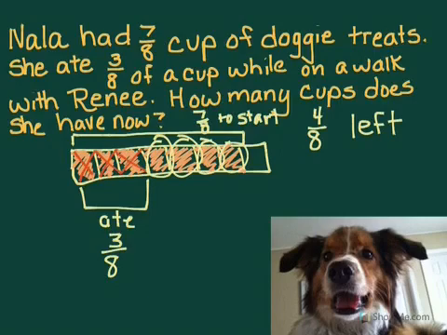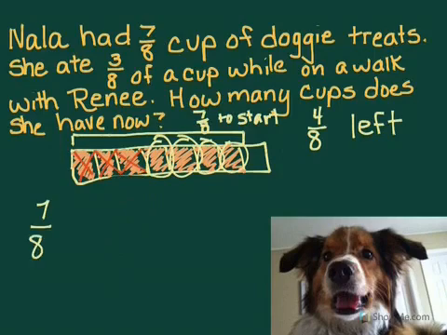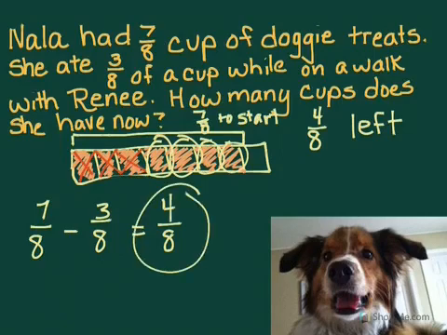We can also solve this simply by subtracting. So I started with 7/8. Let me just erase this. So I started with 7/8. Nala ate 3/8. My denominators are the same. They're both an 8. So I keep my denominator and I subtract the numerators. 7 minus 3 is 4/8. So we have 4/8 of a cup left.